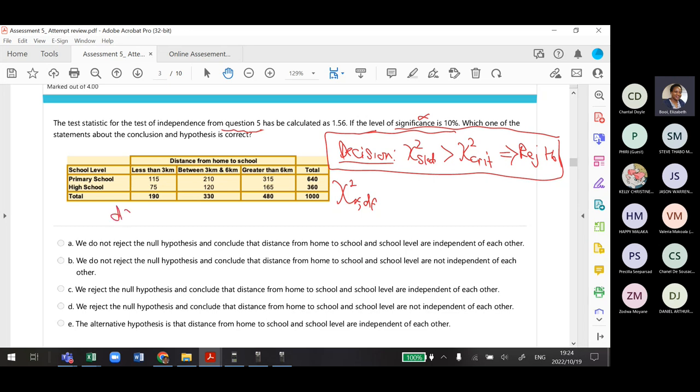So what is our degrees of freedom? The row minus one times column minus one. So how many rows do we have? We only have two rows. How many columns do we have? One, two, three columns. And that will be 2 minus 1 is 1. 3 minus 1 is 2. 1 times 2 is 2. So we do have our degrees of freedom. So we need to go find of 0.10 and the degrees of freedom of 2.